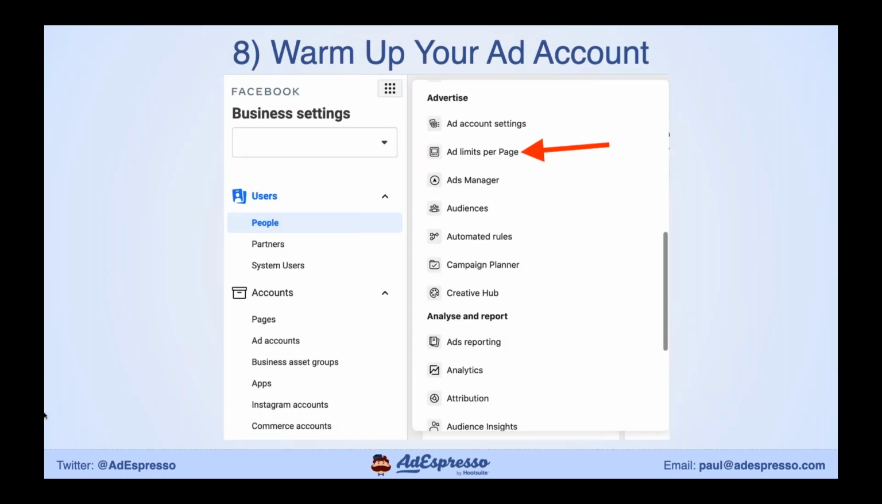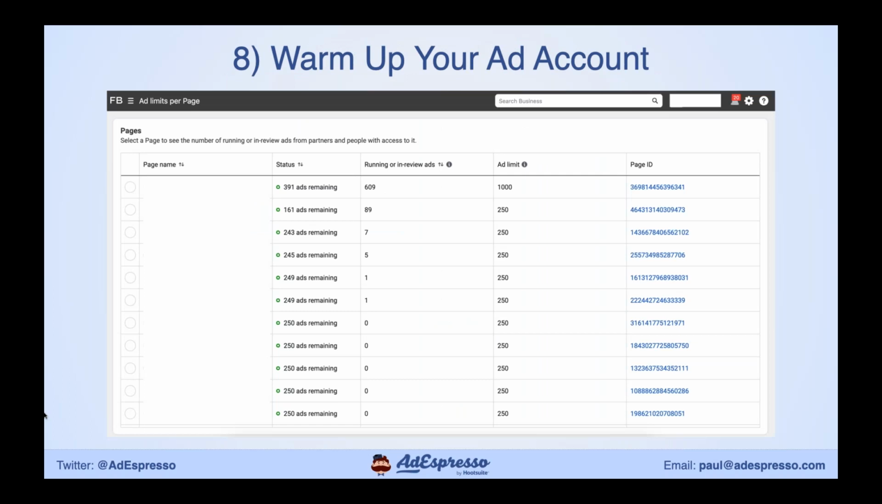And last but not least in this section, tip number 8 is to warm up your ad account. So again, if you go to that 9 dots, you can see that pop-up menu. There is an ad account limit for your page. Most pages, unless you're spending a lot here, will have 250 active number of ads per page. Some large accounts get 1,000+ ads, mostly 250.